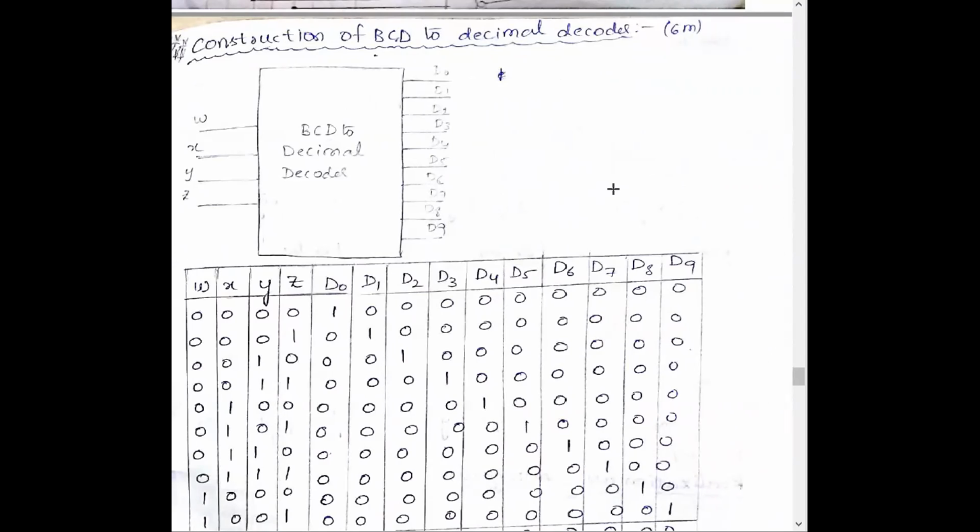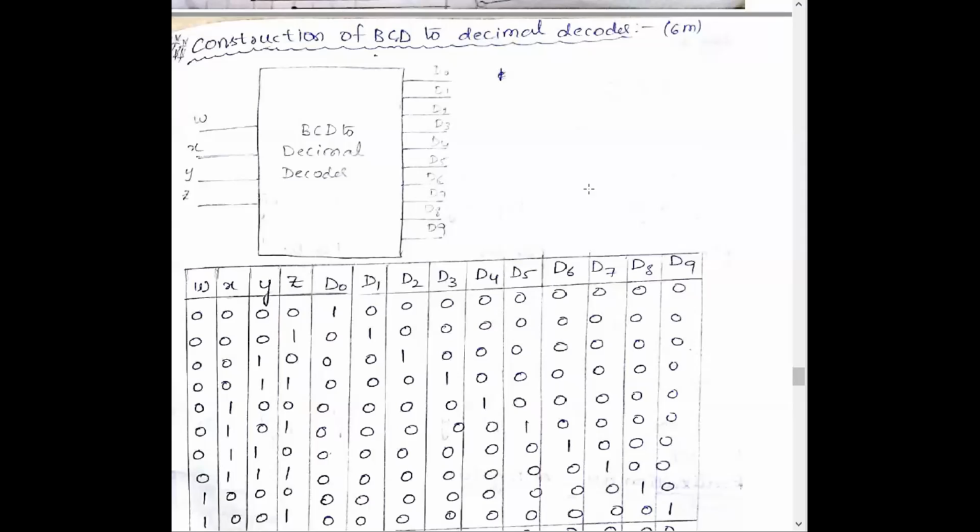Generally, here the question asks for the construction of a BCD to decimal decoder. In BCD, we have the numbers from 0 to 9. BCD is binary coded decimal. In binary coded decimal, each digit is represented with a symbol 0 to 9: 0, 1, 2, 3, 4, 5, 6, 7, 8, 9. Now we are going to construct a BCD to decimal decoder. If you give an input as BCD, the output should be the decimal equivalent.